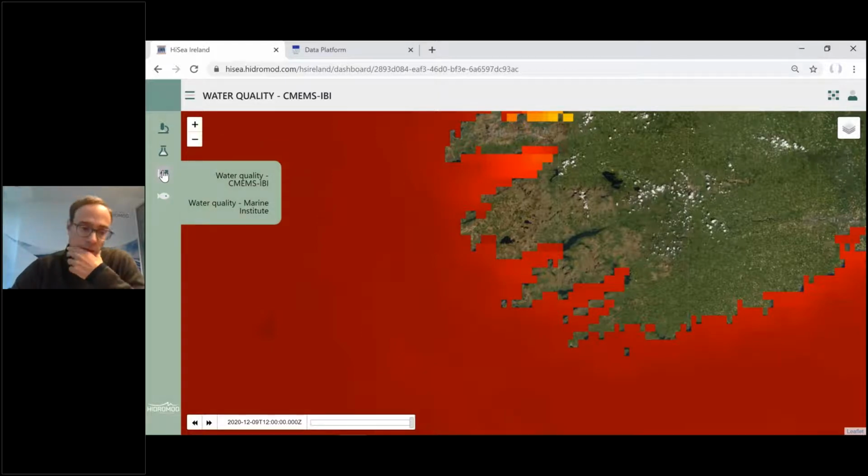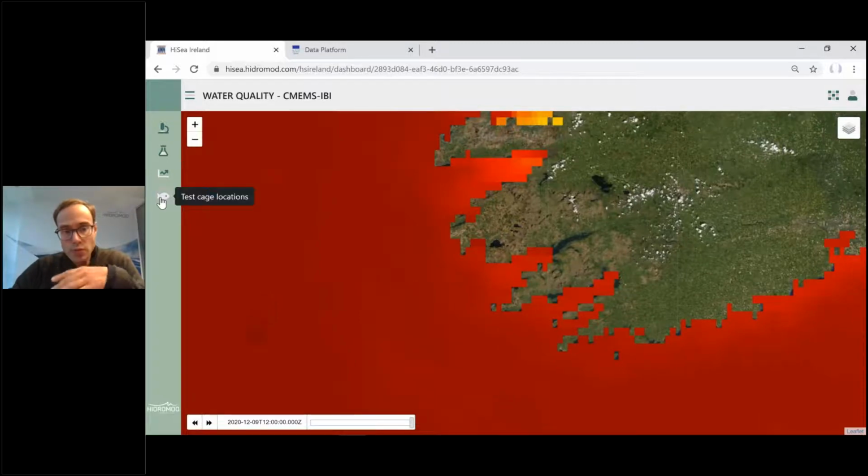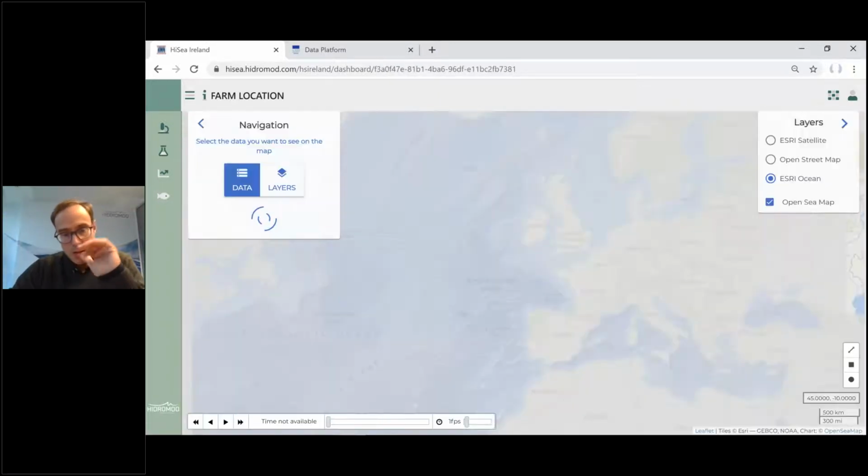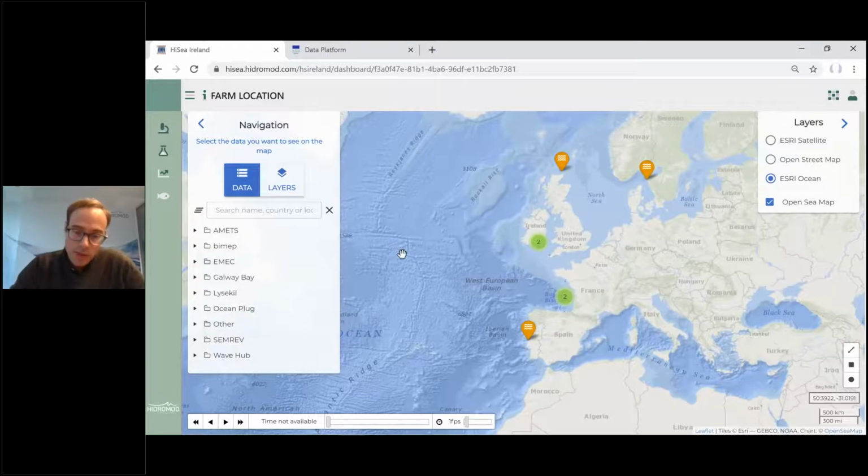Another feature that was discussed was the possibility to use these data sets to test farm locations. To do this, this is one of the tools that we are still working heavily on. So what it does is it gathers the reanalysis of long-term. In this case, we are only doing it for wave models, but it could also be done for current, and also compile all of the satellite imagery.